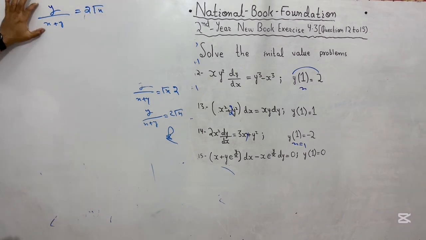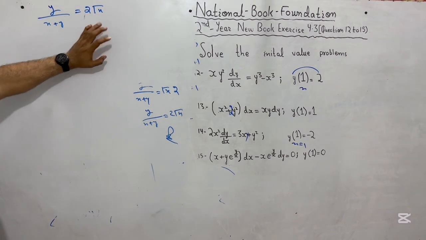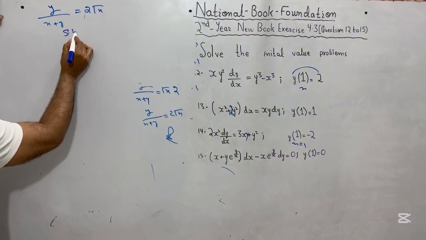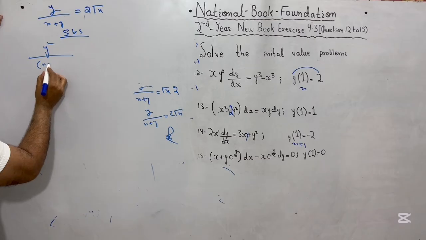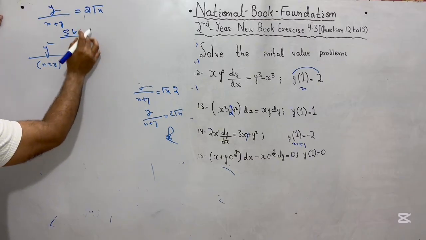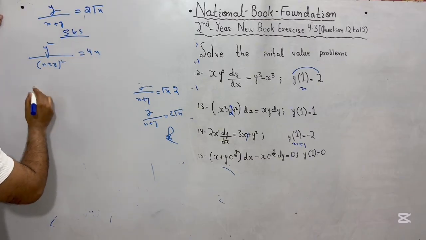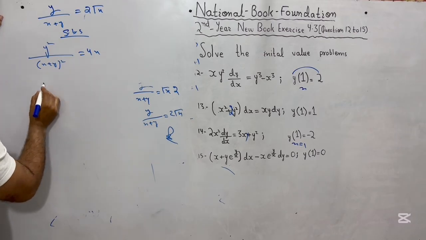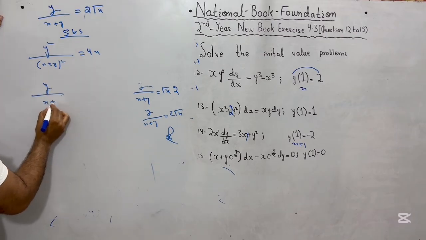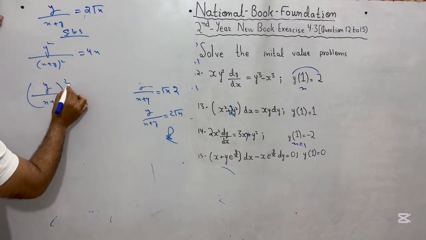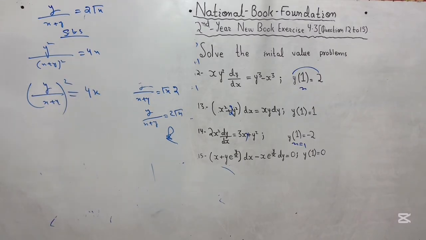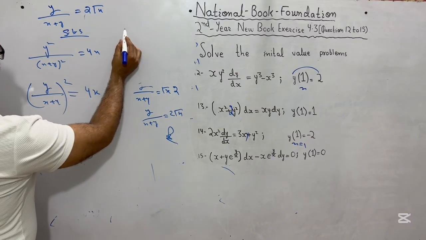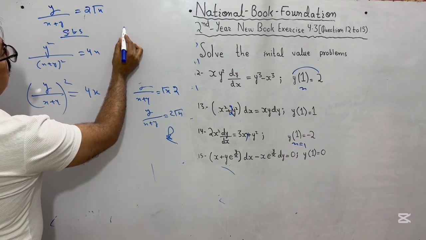In your book, this side has a square, this side has a square, x hasn't a square. Squaring both sides to get your answer: y square over x plus y whole square will become 4x. Your question answer has been written in that fashion: y over x plus y overall square is 4x. From where comes or occurs this transition? We have done here ln.